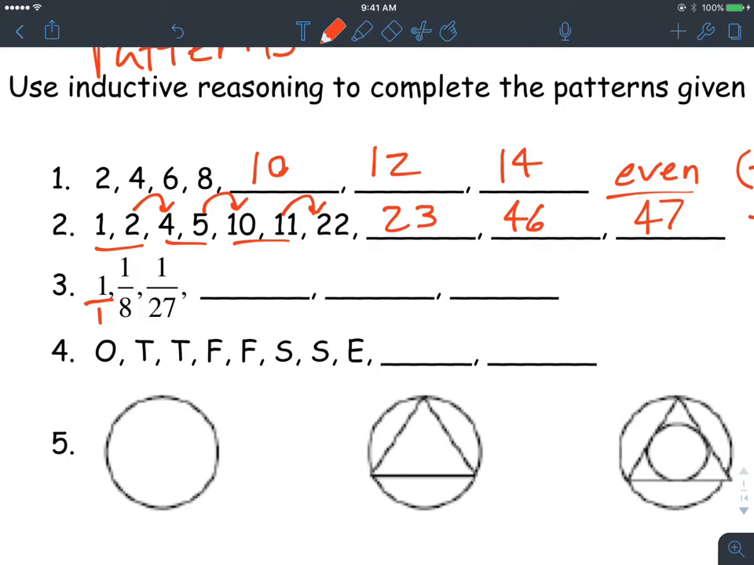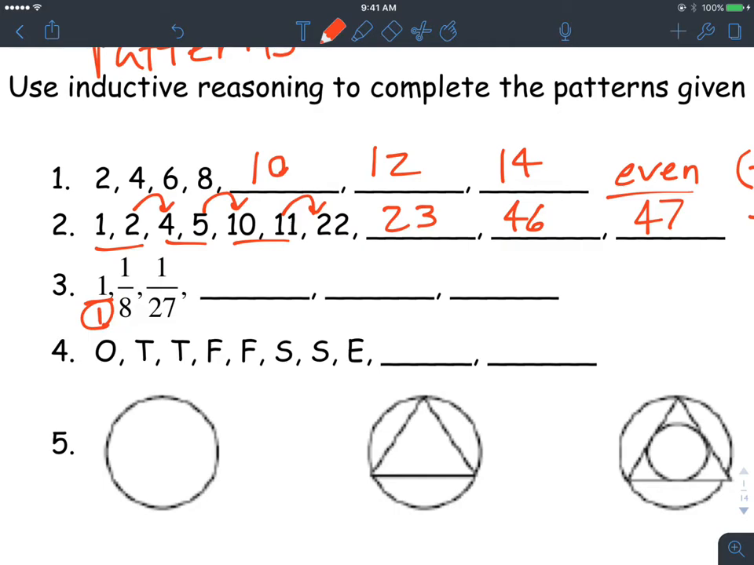So we got 1 over 1, we got 1 over 8, we got 1 over 27. And some people still might get this, some people might not. What I'm seeing here is looking at all of these denominators here. And I've seen this problem before, so I already kind of know what to look for here.